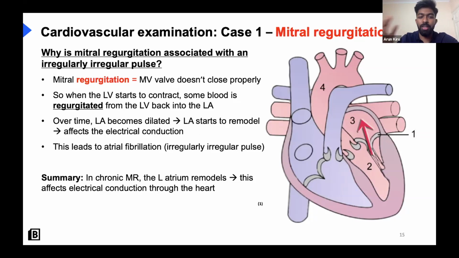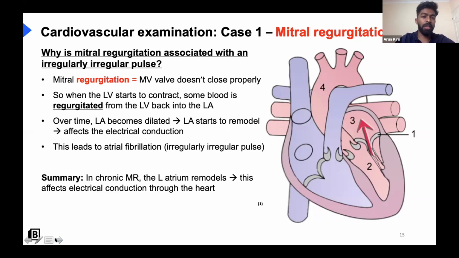Just to summarize all of that, in chronic mitral regurg, your left atrium remodels, and this affects the electrical conduction through the heart. So if anyone ever asks you in a viva, why has this patient got an irregular pulse, you can say, I think this might be a complication from mitral regurg. If someone has mitral regurg for many years, it can cause remodeling of the left atrium, which can affect the electrical conduction of the heart. So you go from a regular heartbeat to an irregular pulse, which is what we've got here. So hopefully that makes sense. Just some of the theory to help you understand it.